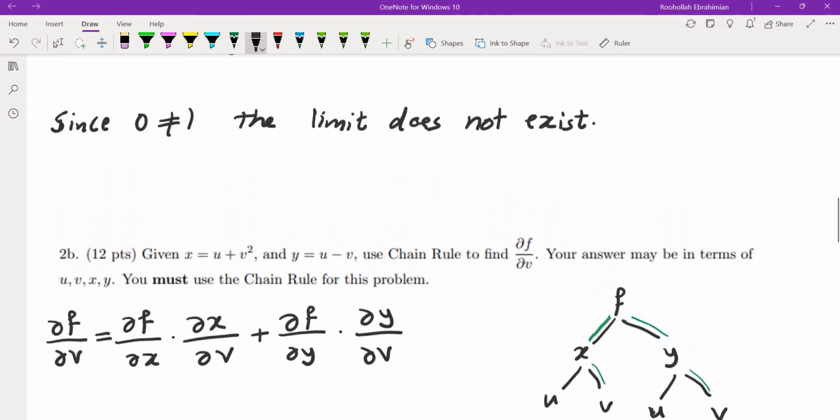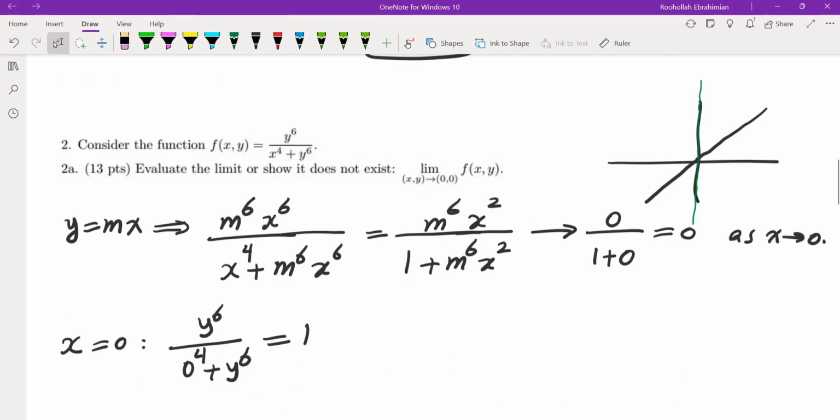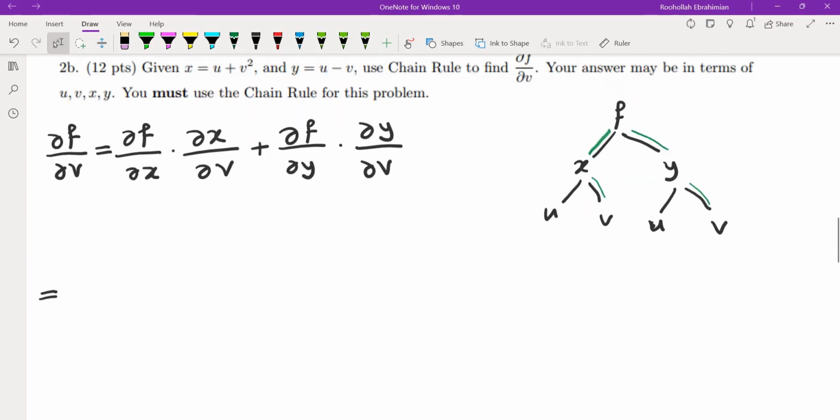So let's find the partial of f with respect to x. For the partial of f with respect to x, we'll have to use the chain rule. So it would be y to the 6 over x to the fourth plus y to the 6, squared, and there's a negative sign. And then we'll have to multiply by 4x cubed. So that's the partial of f with respect to x.